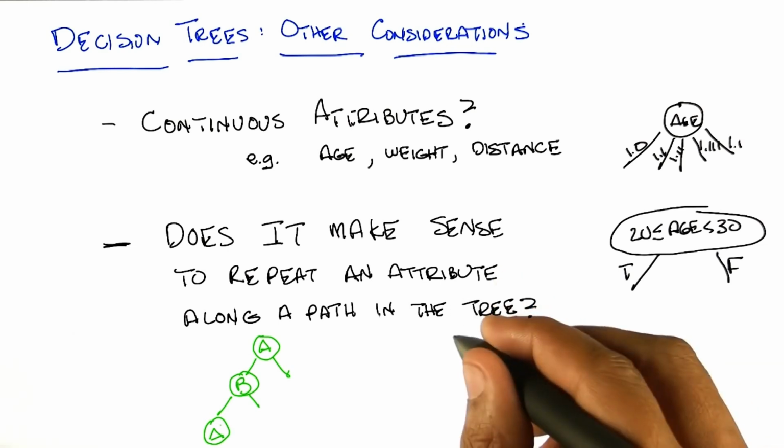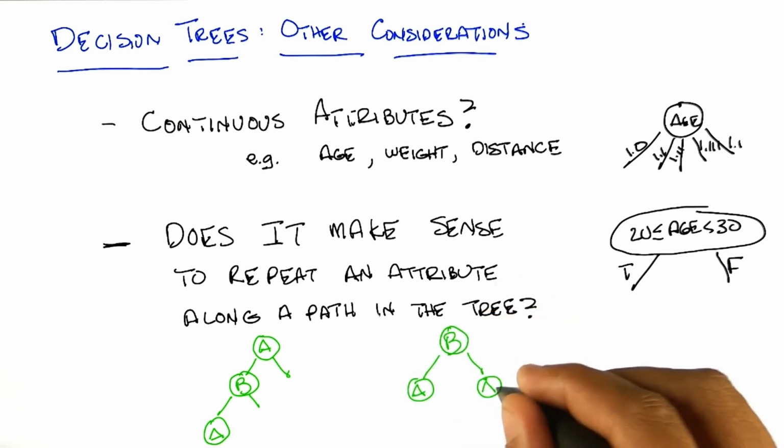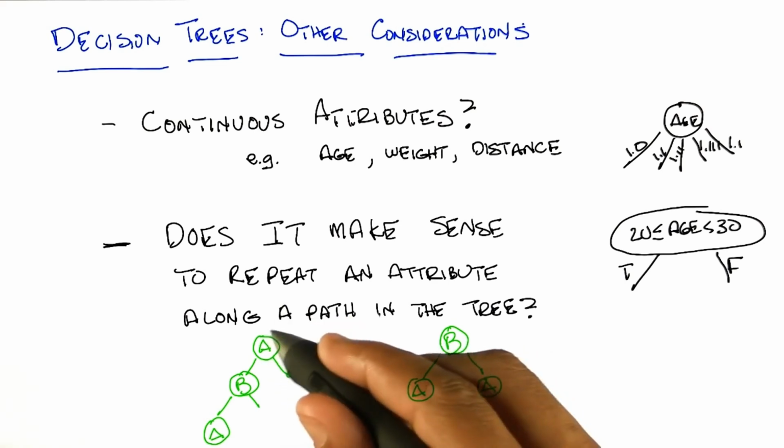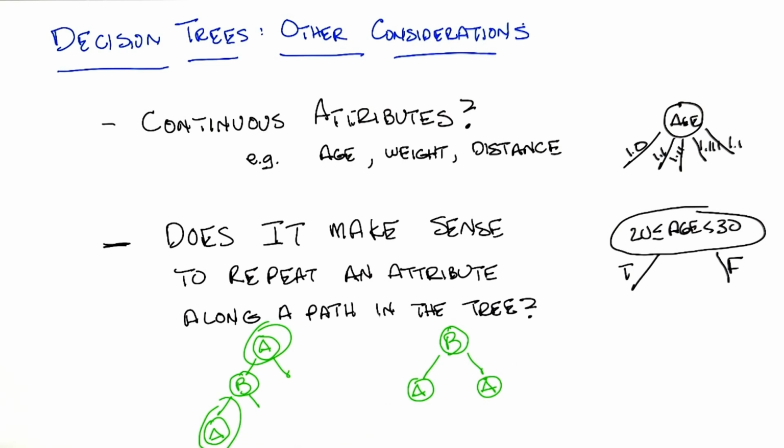So for example, it might be the case where A shows up more than once in the tree, but not along the same path. So in the second case over here, A shows up more than once, but they really don't have anything to do with one another, because once you've answered B, you will only ever ask the question about A once. So my question to you is, does it make sense to repeat A more than once along a particular path in the tree? Yes or no? Answer the question. Okay, Michael, what's the answer?